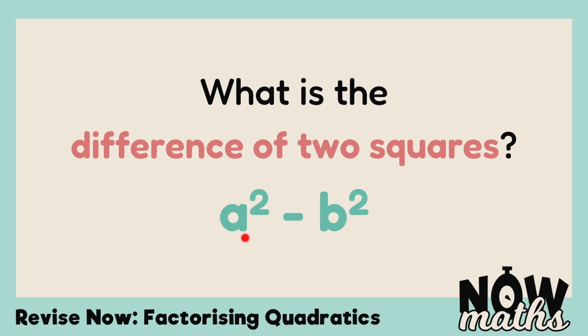It's a combination of two terms which are both squared, and the difference part comes from the fact that they are being subtracted. In this video, we're going to focus on how to factorise expressions that are in this form. So let's take a look at some examples.